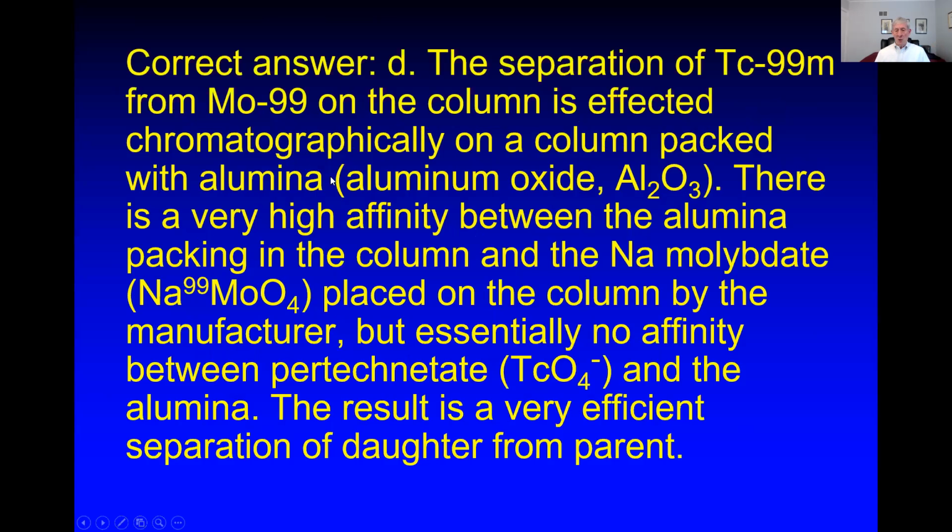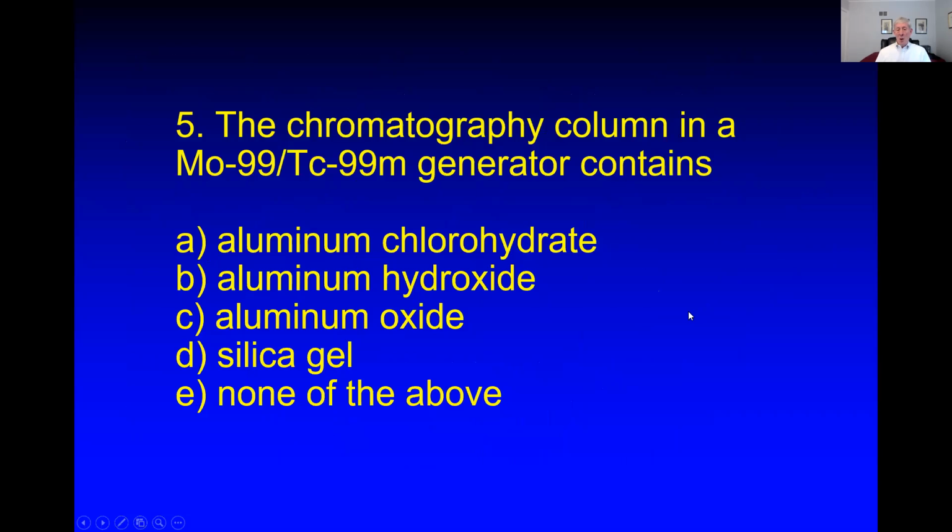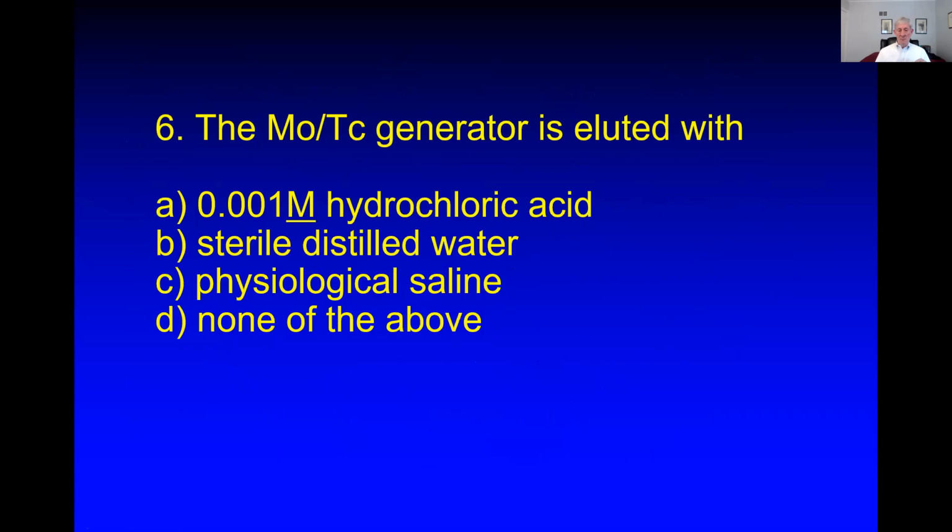And the column, if you'll recall, contains Al2O3, that's aluminum oxide. And the reason that it works is there's such a very high affinity for the sodium molybdate by aluminum oxide, but basically zero affinity between pertechnetate and the aluminum oxide. So it's a very efficient way to separate the daughter from the parent. Okay, what is in that chromatography column? It's a finely divided white powder. Which one? C, aluminum oxide. Sure, aluminum oxide or alumina. That's the common name for it.